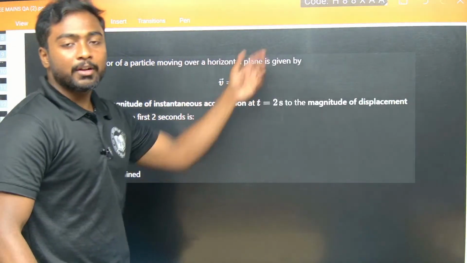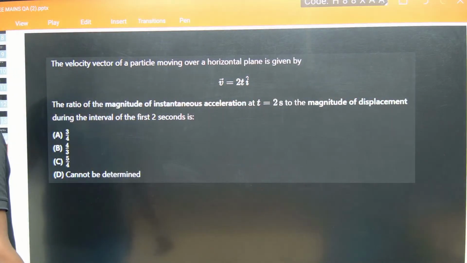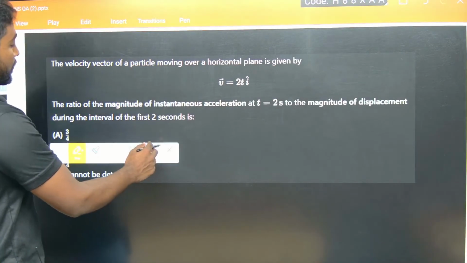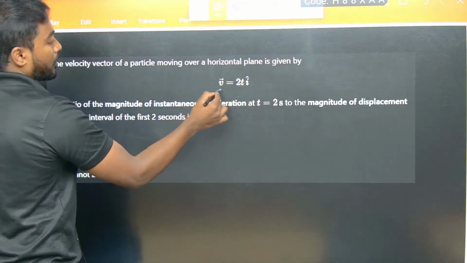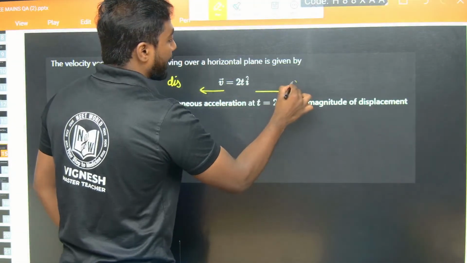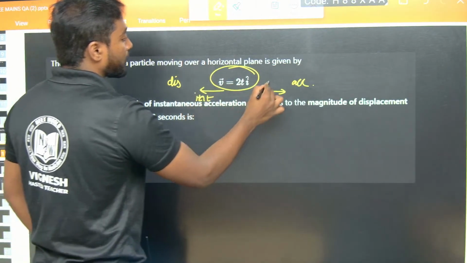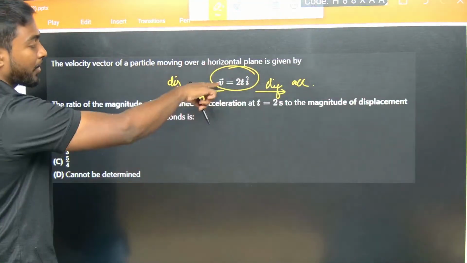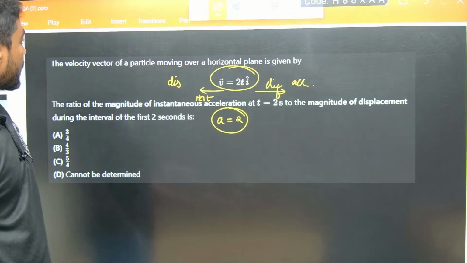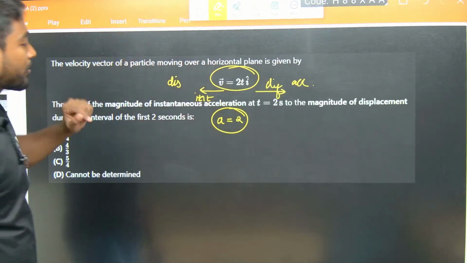So v is given. If I need to get acceleration, differentiate it. If I need to get displacement, integrate it. So this is the way to get displacement and this is the way to get acceleration, right? This is the velocity. So this is integration and this is differentiation. So if I differentiate this, what I will get? A will be equals to 2. Keep as it is. Now what is the displacement they are asking? Displacement for the first 2 seconds, right? So 0 to 2 seconds.